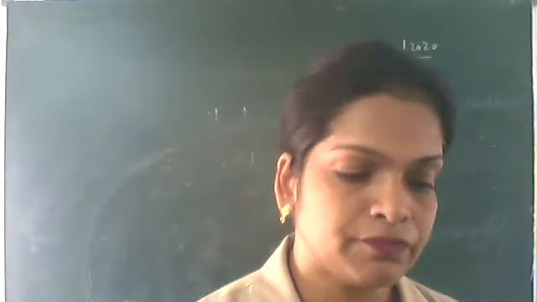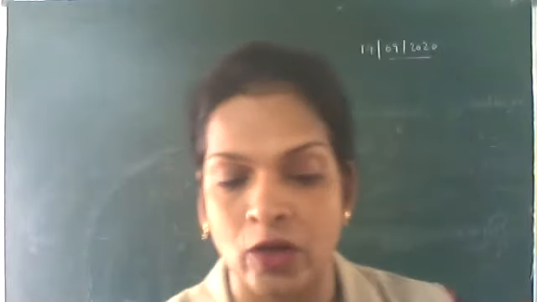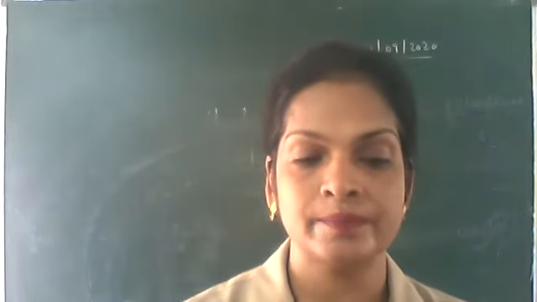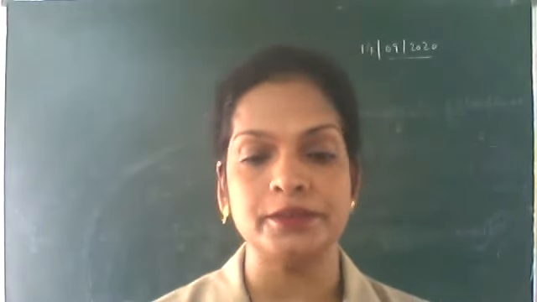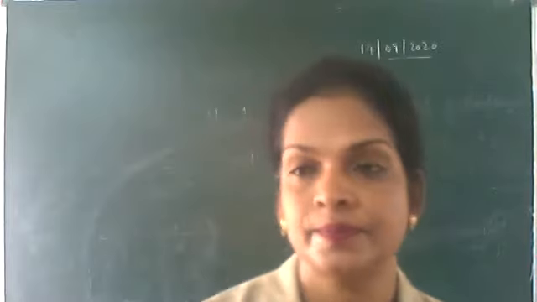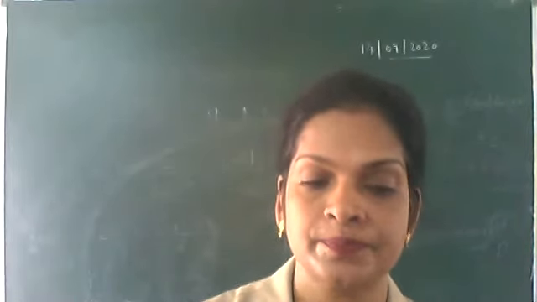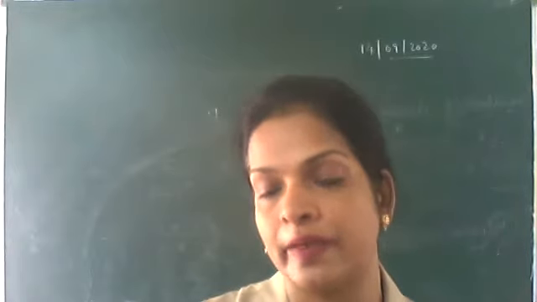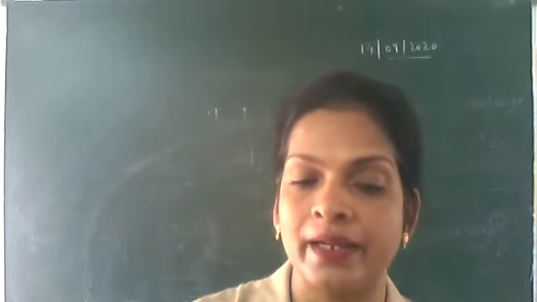Number 3, if electrons are present in the n-1 d orbital in addition to those in the ns orbital, then the group number is equal to the total number of electrons present in the n-1 d orbital and ns orbital.